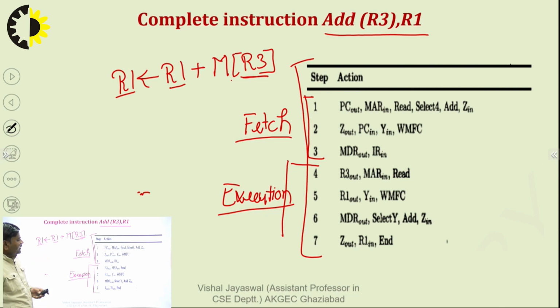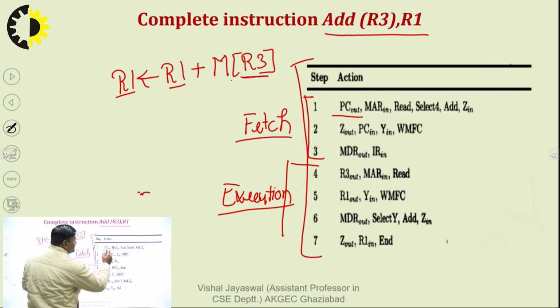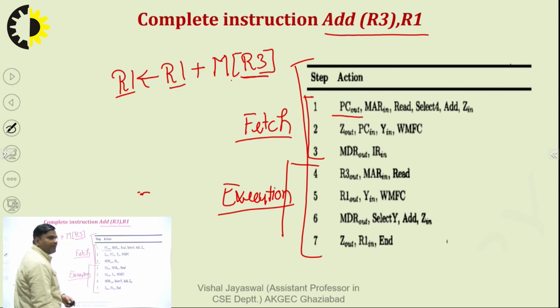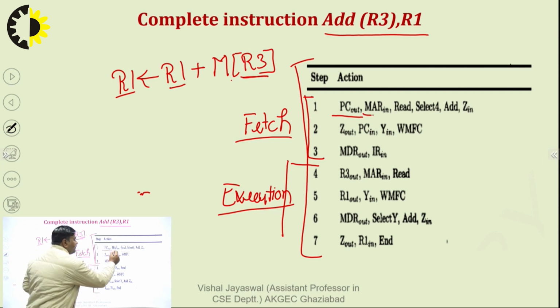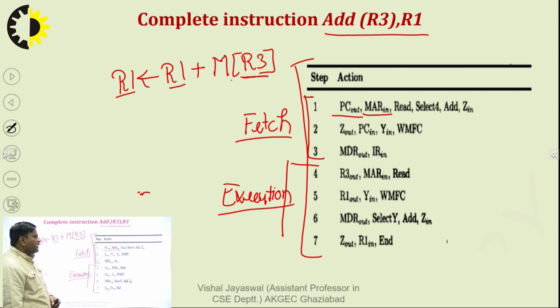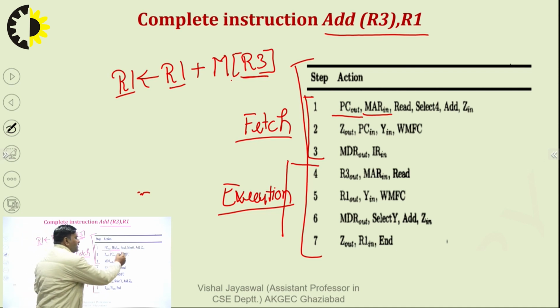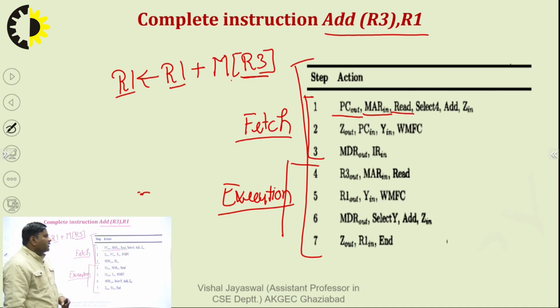So, for doing this task, we have to perform first the 3 phase, that is called the fetch phase. First micro operation and first step is PC out. It means the content of the program counter register goes into the internal processor bus. Then it is received in the MAR register, that is the memory address register. Then we issue the read command because we have to read the instruction from the main memory.